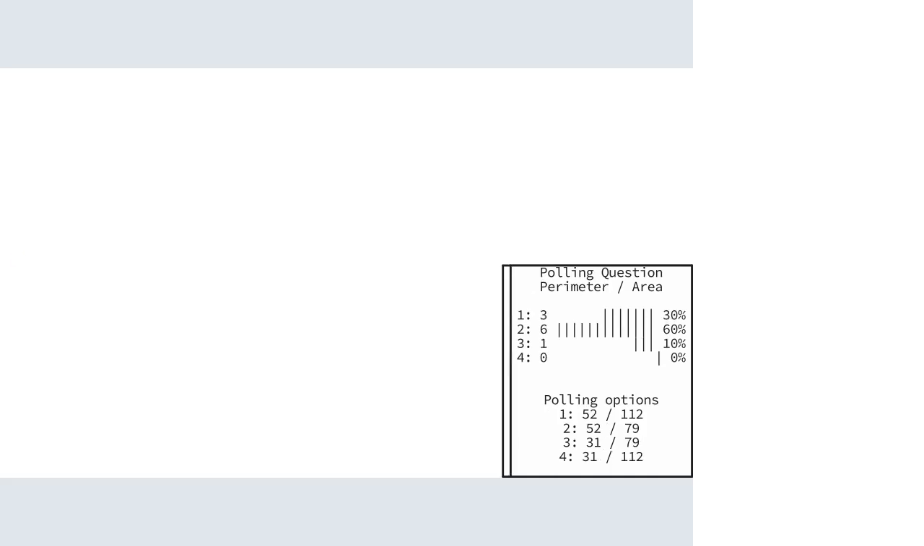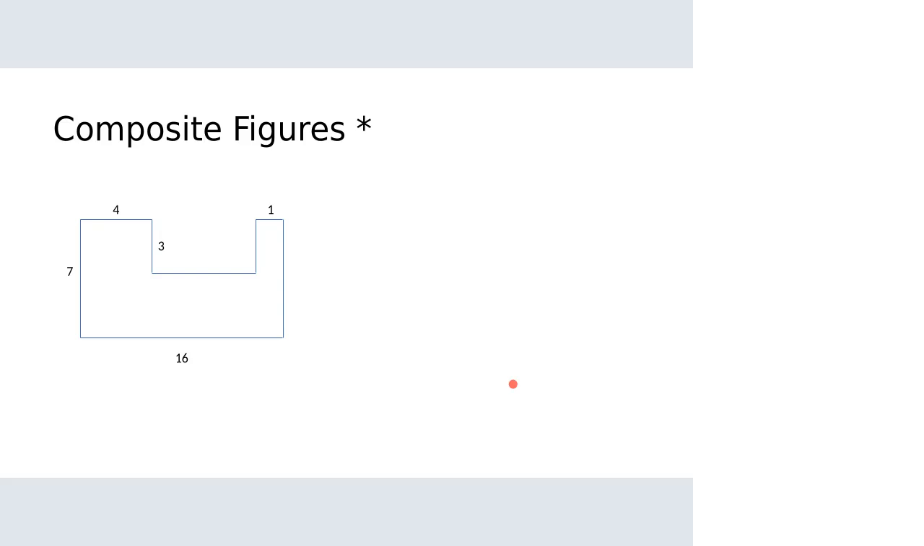All right, let's see where we are on this one. Okay, fairly strong agreement. Definitely strong agreement on 52 as the perimeter, which is great. And then a little bit of disagreement on the area. So we'll take a look at that one very carefully. So let's go through it.